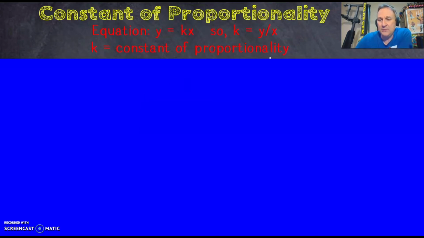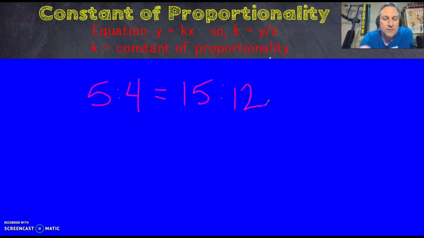Well, remember what we talked about last time. Proportions would be, let me switch to my pen tool. A proportion, of course, would be if we would say 5 to 4 is equivalent to 15 to 12. We would say those two ratios are equivalent. If we multiply the 5 times 3, we get 15. If we multiply the 4 times 3, we get 12, right? So those are called proportional.